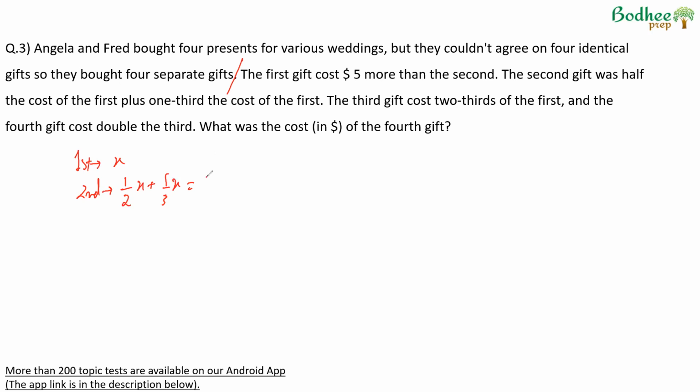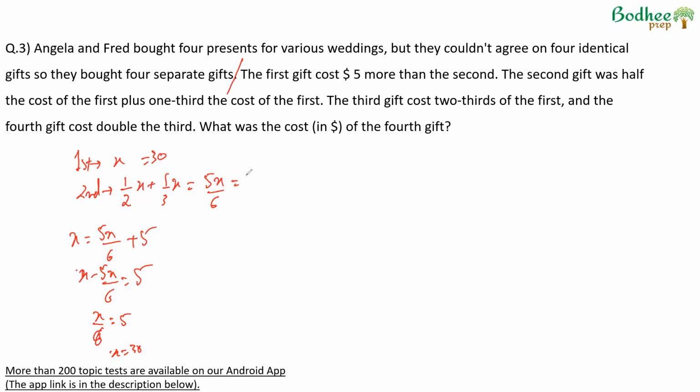X by 2 plus X by 3 will become 5X by 6. It is also known that the first gift is $5 more than the second gift. Therefore, X is equal to 5X by 6 plus 5. This means X minus 5X by 6 is equal to 5, which means X by 6 is equal to 5, or X is equal to 30. So the first gift costs $30.